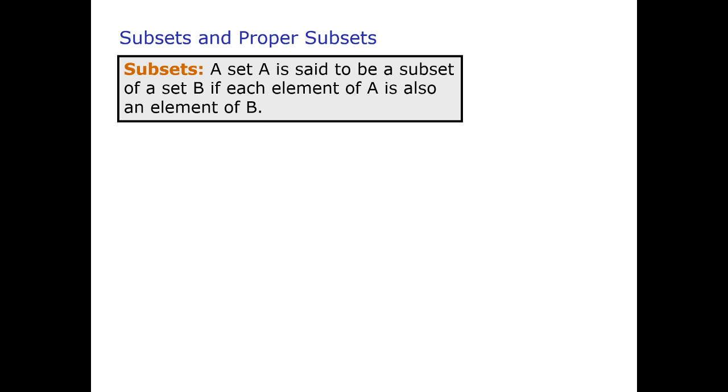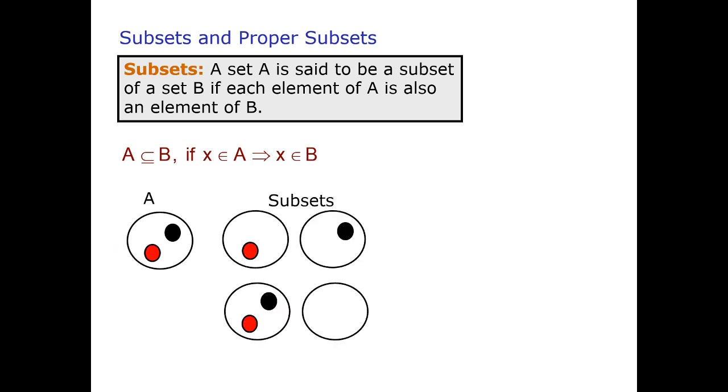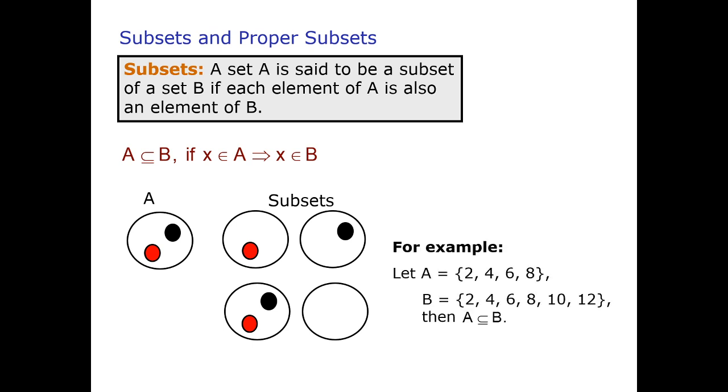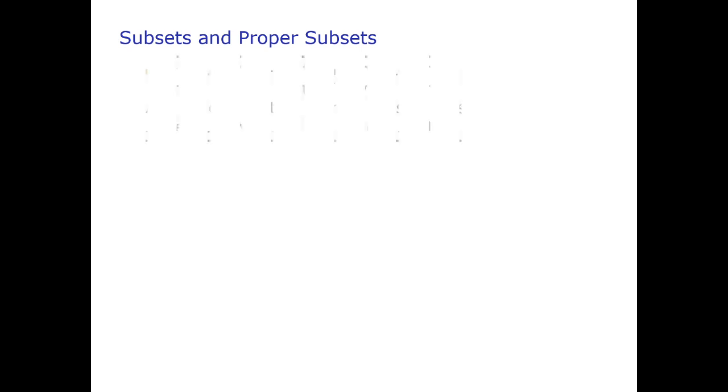Subset. A set A is said to be a subset of B if each element of A is an element of B. It means A is a subset of B if x belongs to A implies x belongs to B. Now see the diagram. Set A has two members, so the subsets are the single elements and the set itself, and the empty circle is the empty set. And now another counter example you can see on the screen.